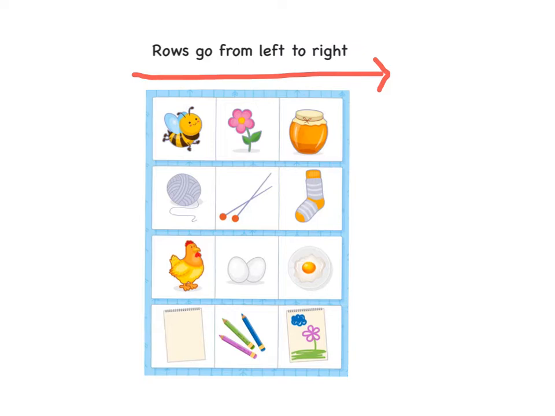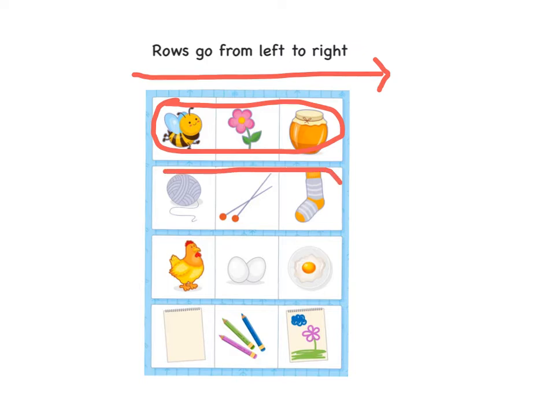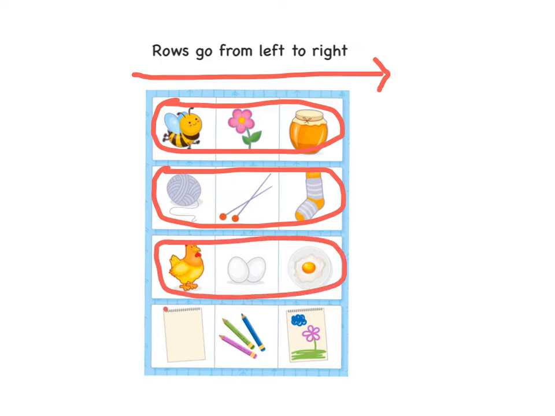Here is 1 row. Here is another row. Here is another row. Here is another row. Can you see how many rows we have all together? We have 1, 2, 3, 4. We can see 4 rows in this picture.